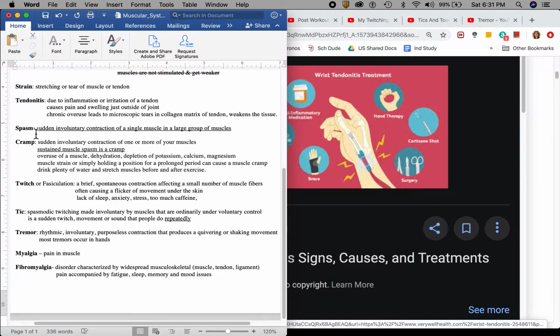The next is a spasm, and often spasm and cramps get kind of used interchangeably. A spasm is a sudden involuntary contraction of a single muscle. A cramp is a sustained muscle spasm. So a spasm is where you have a sudden, involuntary, you're not doing it on purpose, contraction of a single muscle. The cramp is also a sudden, involuntary contraction of one or more muscles, and this is sustained.